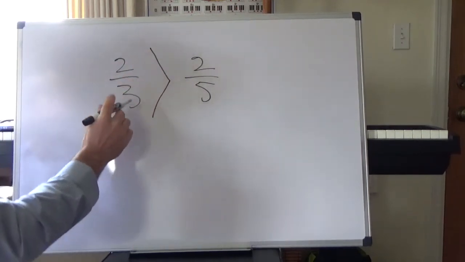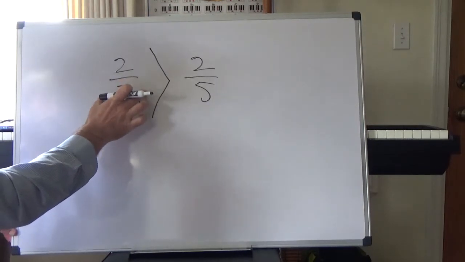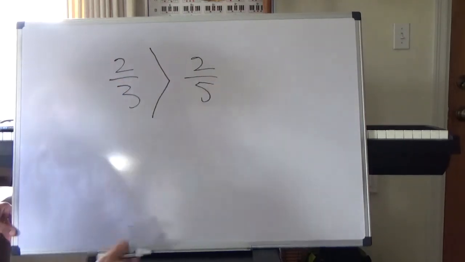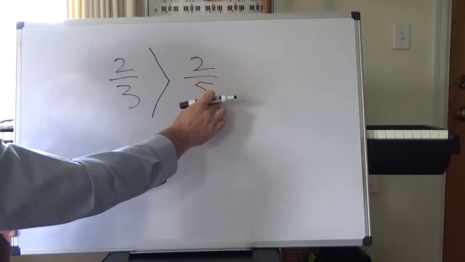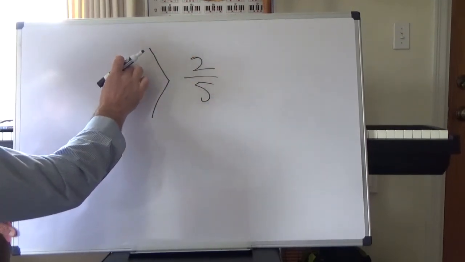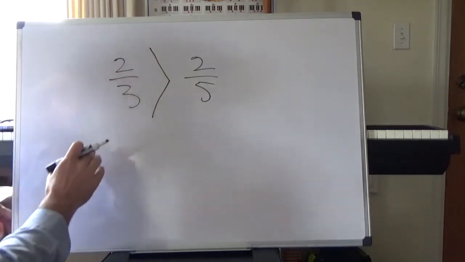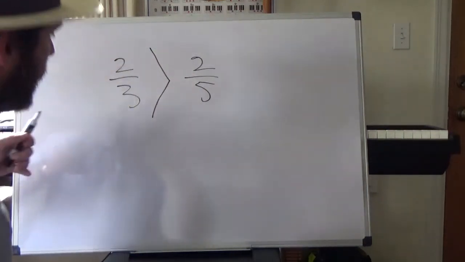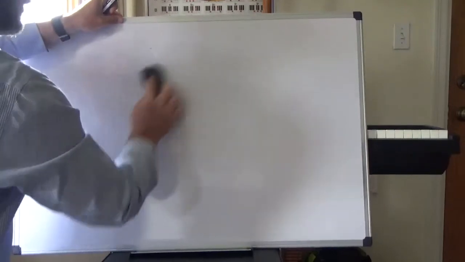I have more of this whole than this. I only have 2 out of 5 parts here, so my 2 parts are smaller here than they are here. If I have 2 out of 3, the 2 parts are bigger, and so 2/3 is greater than 2/5.